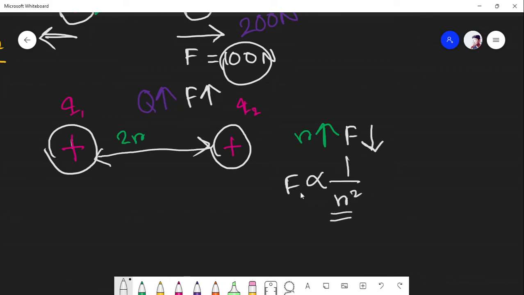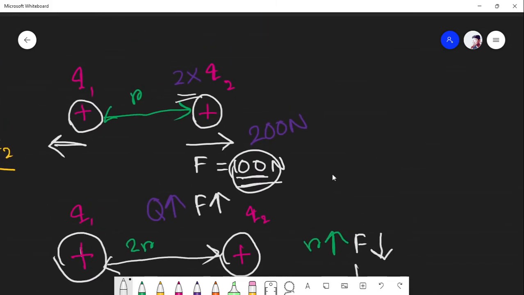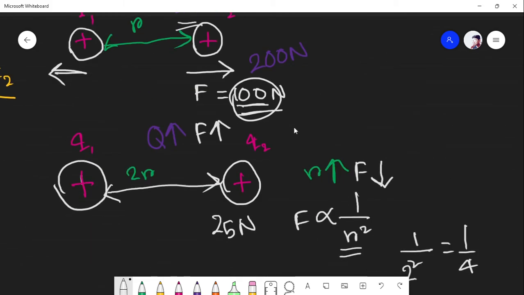So the electric force will be equal to 1 by 2 squared, which will be 1 by 4. And since the original force of repulsion was 100 newtons, this will be a quarter of 100, which is 25 newtons. So when we double the charges, the force of repulsion also doubled. But when you double the distance, the force of repulsion decreased by a factor of 4.